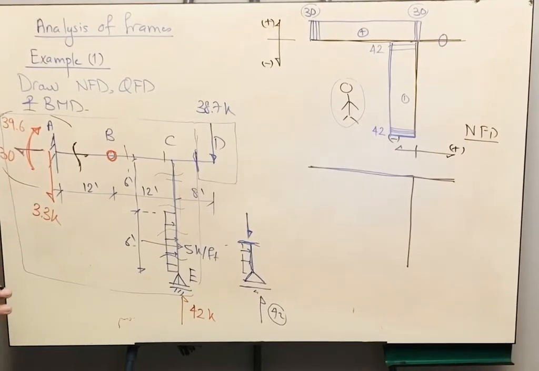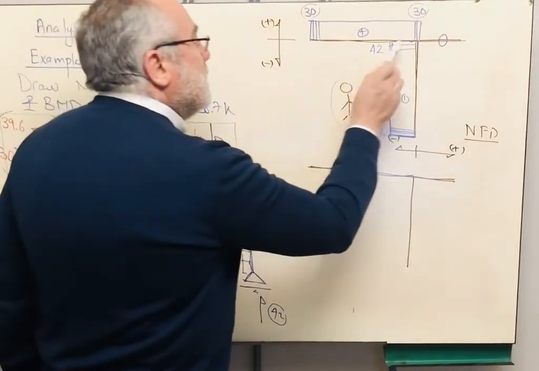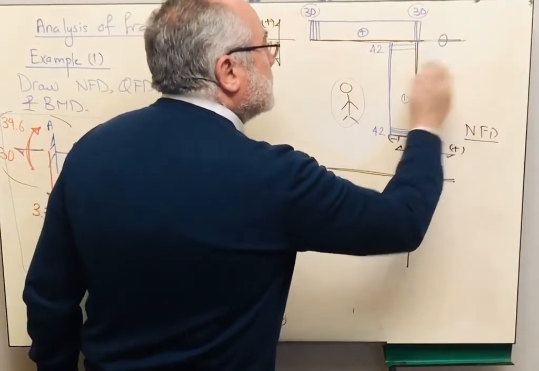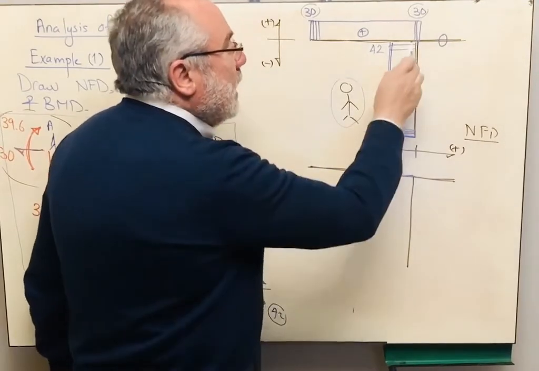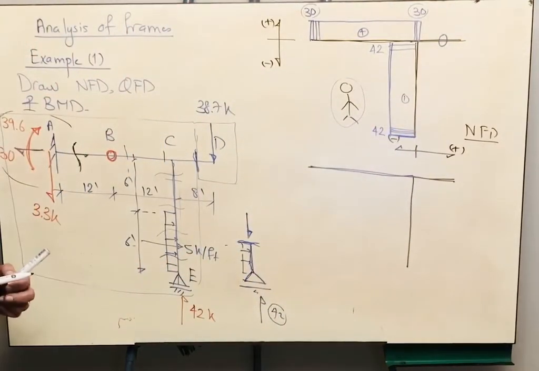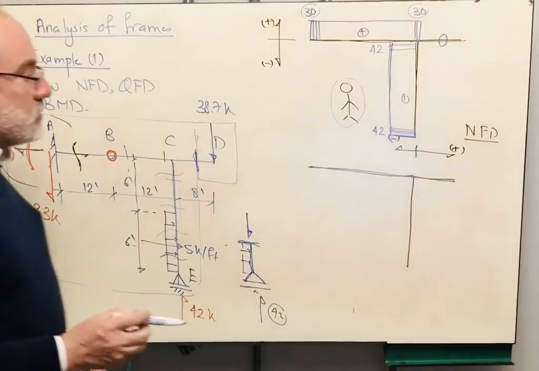How does it change throughout the frame? In the part ABC, we are having tension 30. In the part CD, we have no normal force, and in the part CE, we are having compression. Okay? Now let's draw the shear.